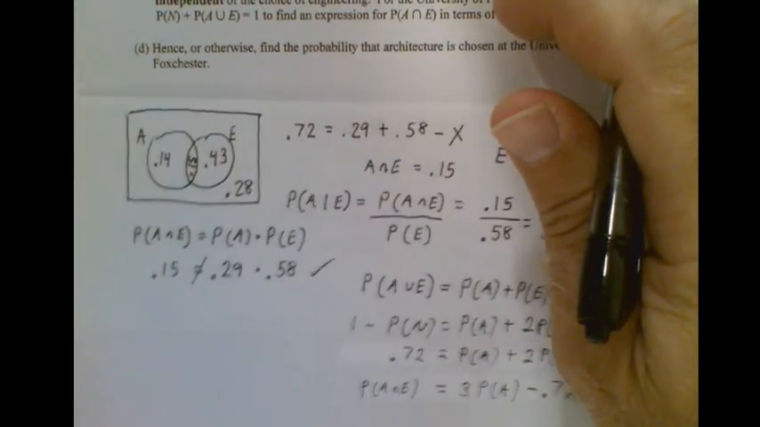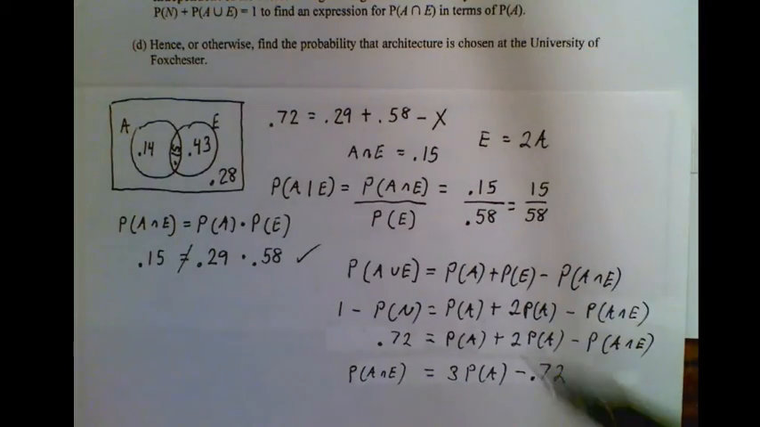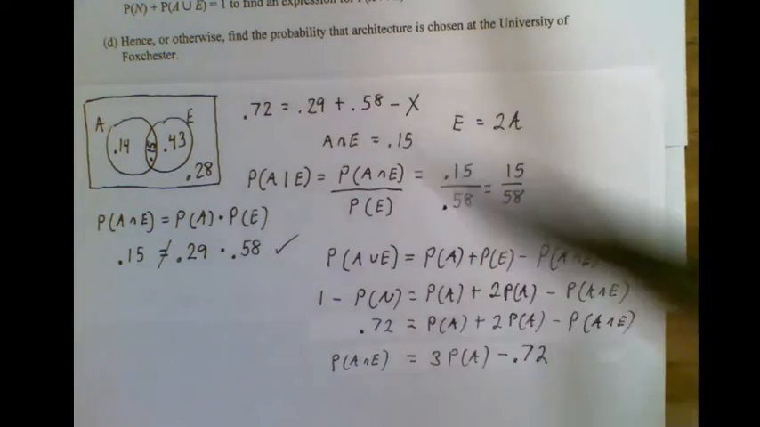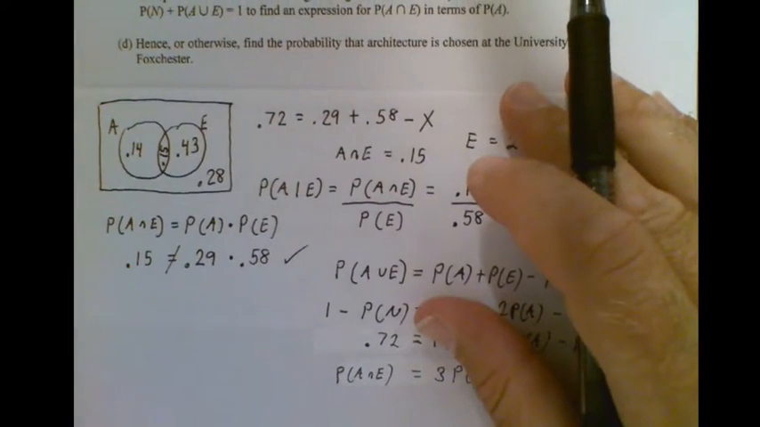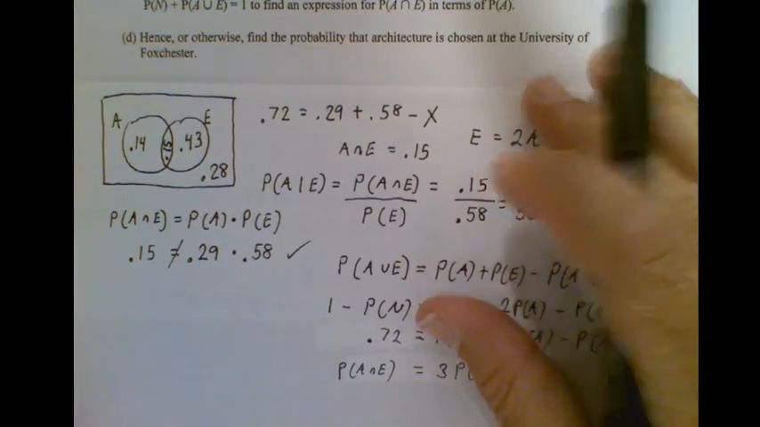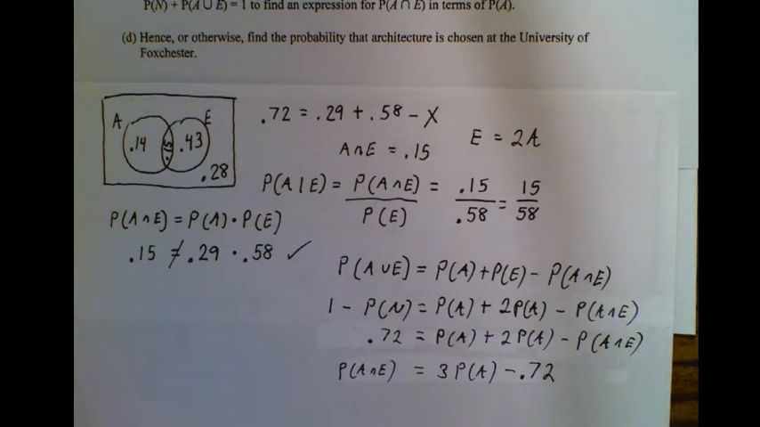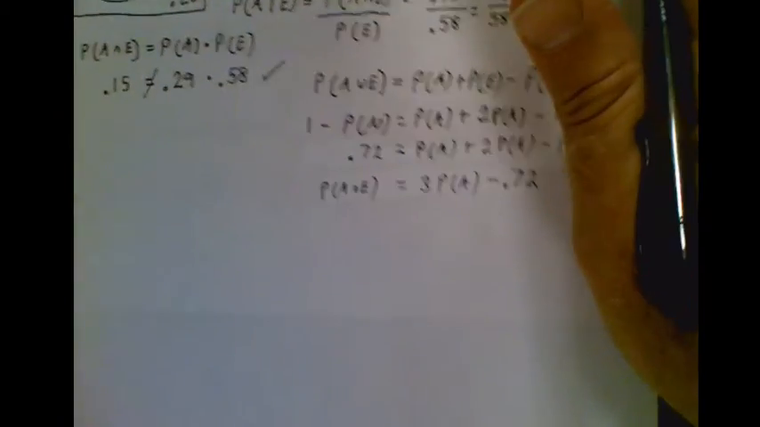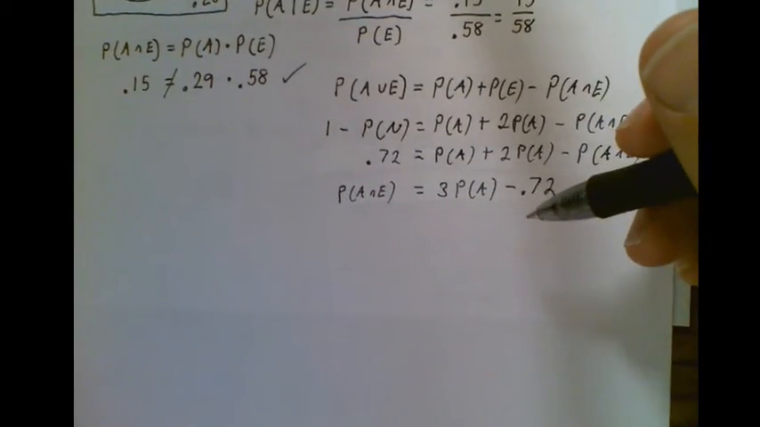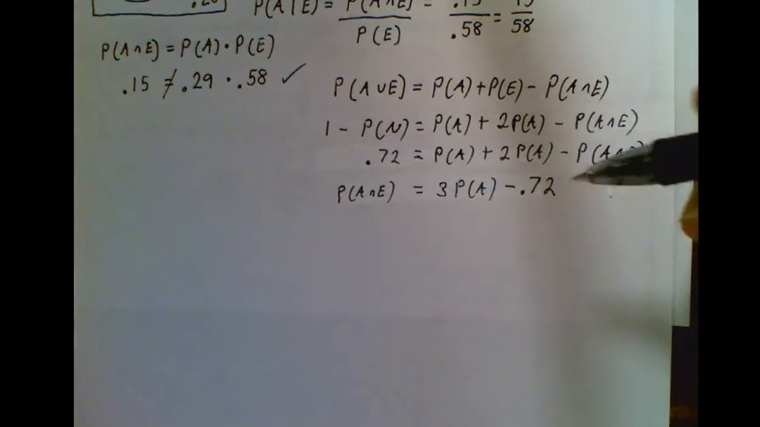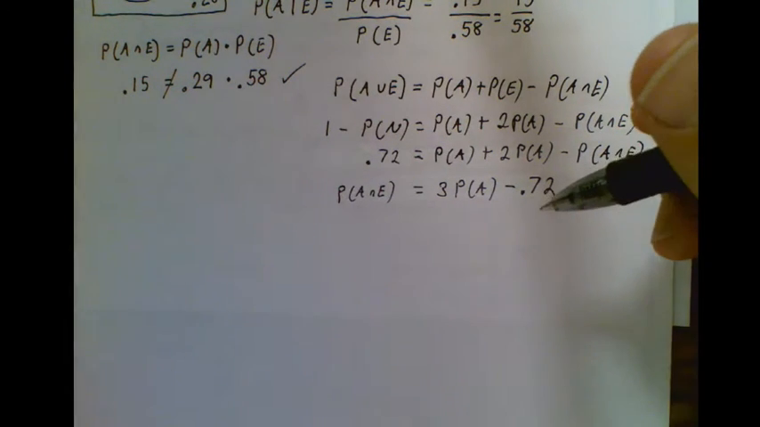So last part of the question here, hence or otherwise, meaning hence you can use this information, or if you have some other way to do it, then find the probability that architecture is chosen at the University of Wrksht. In other words, solve for the probability of A. So let me move this up a little bit so I have room to write. So I'm going to work with, obviously, this equation. They did say hence or otherwise. The hence is your hint to tell you to use what you just did.